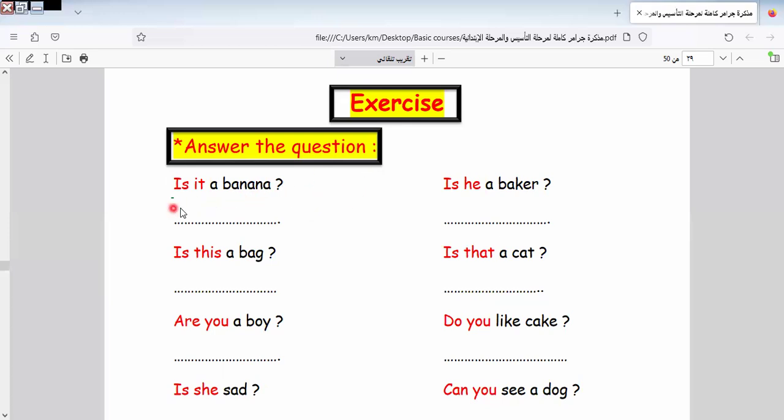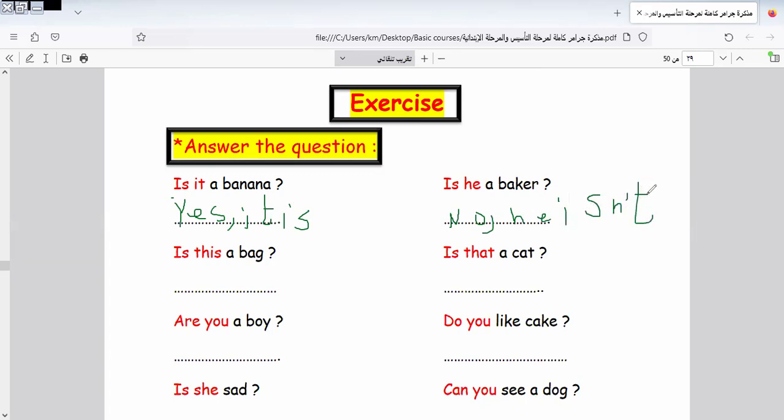So here we have, is it a banana? I can say here, yes, it is. You can say yes, it is, or no, it isn't. If it's not a banana, you say no, it isn't. Is he a baker? I say no, he isn't. For example, you can say no, he isn't.